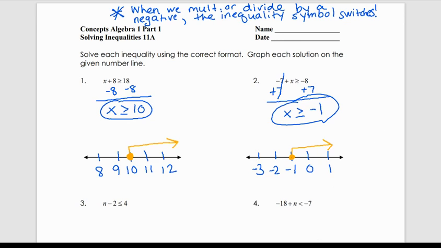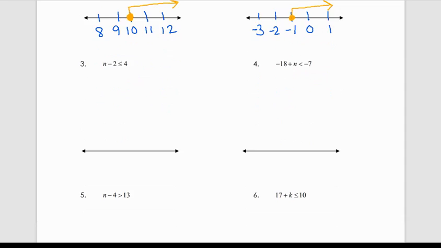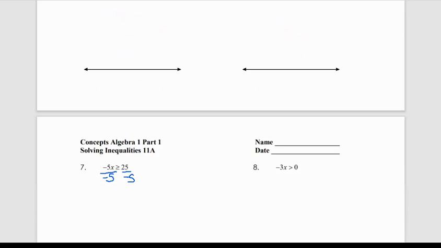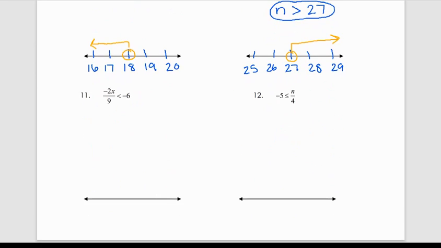Wait, which ones are we working on again? Any of them that we didn't do. So the rest of it. So 3 and 4, 5, 6, 8, 11, 12. So you're finishing the worksheet.